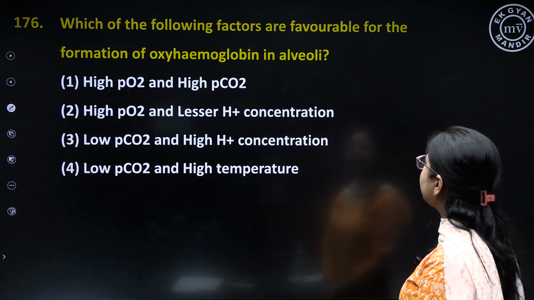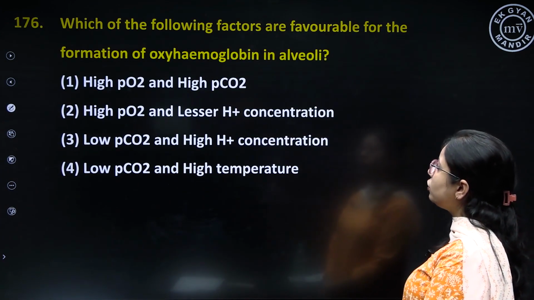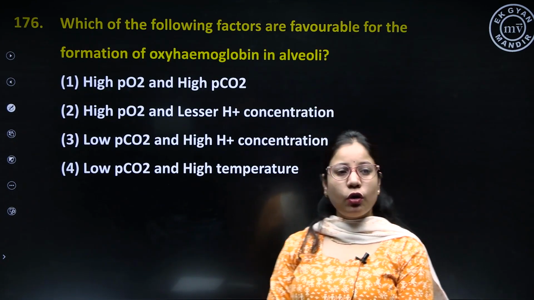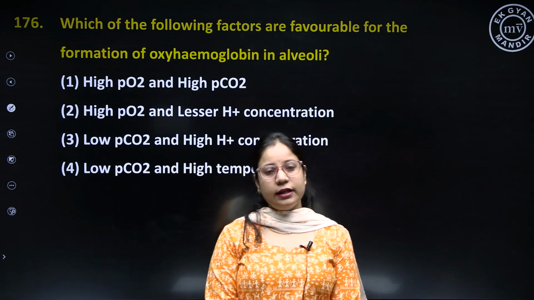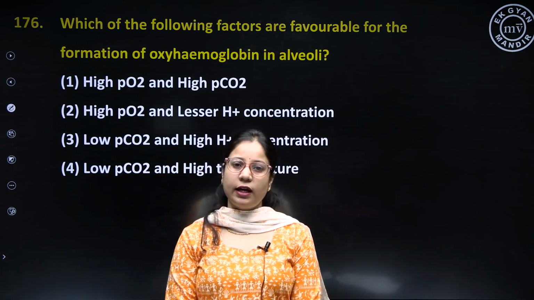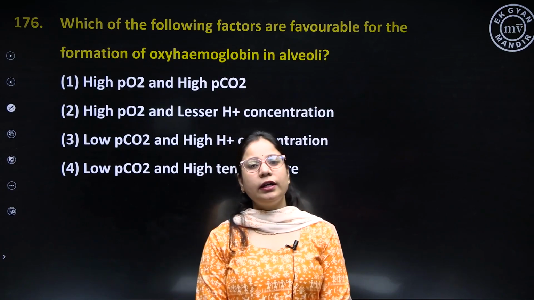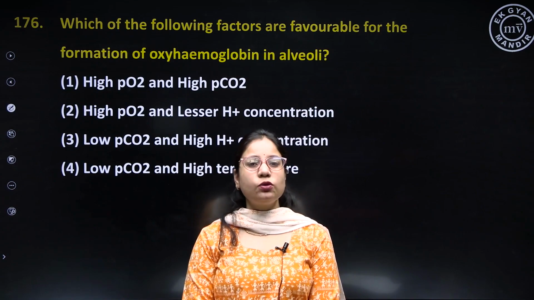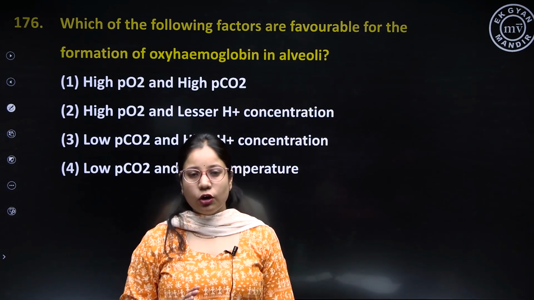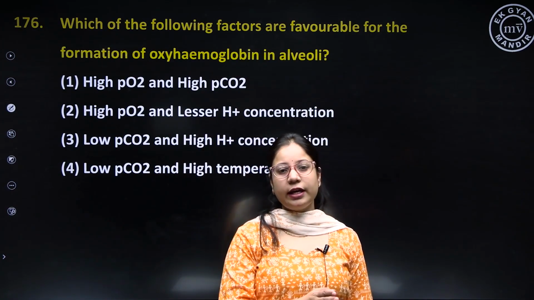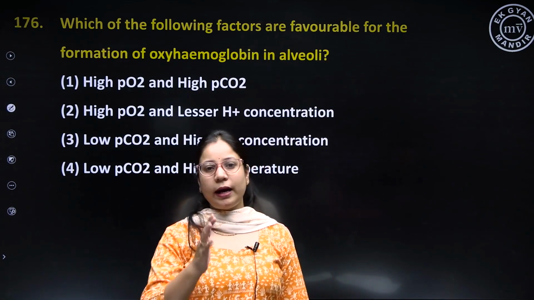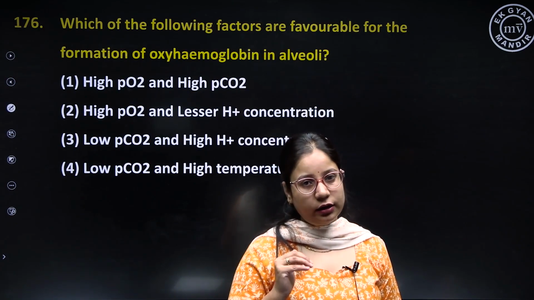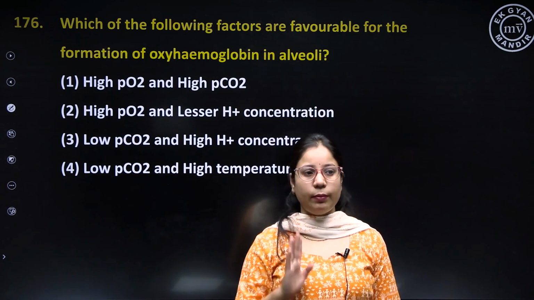Which of the following factors are favorable for the formation of oxyhemoglobin in the alveoli? See, hemoglobin has the affinity for both oxygen as well as carbon dioxide. But at a particular time, hemoglobin will bind to which of the gas will depend on its partial pressure. So, if partial pressure of oxygen is higher, hemoglobin will bind to oxygen, and if partial pressure of carbon dioxide is higher, the hemoglobin is going to bind to carbon dioxide.